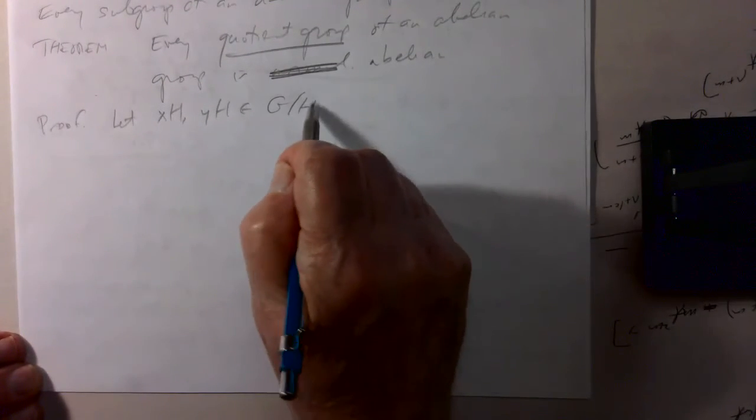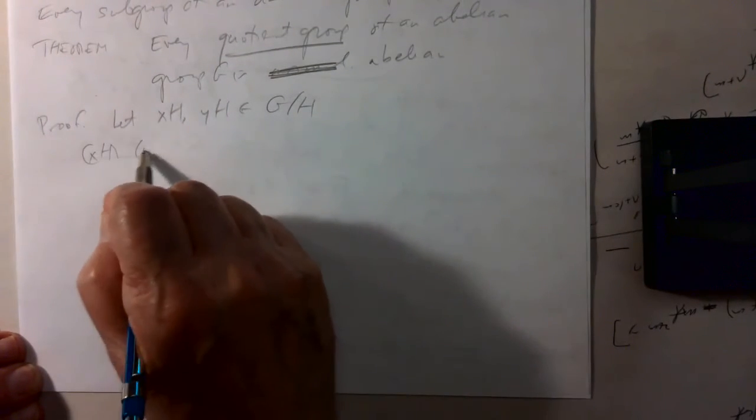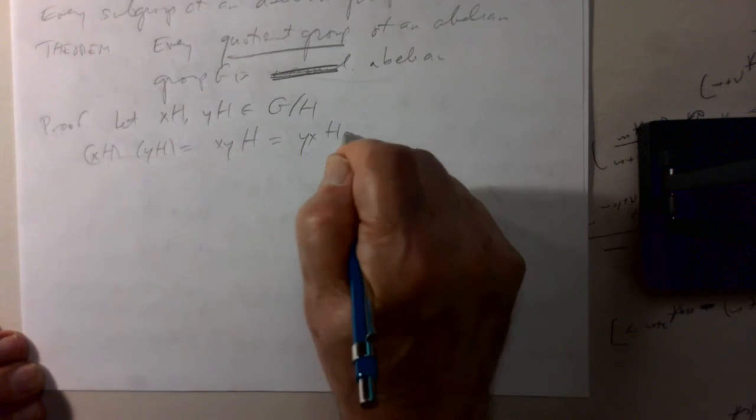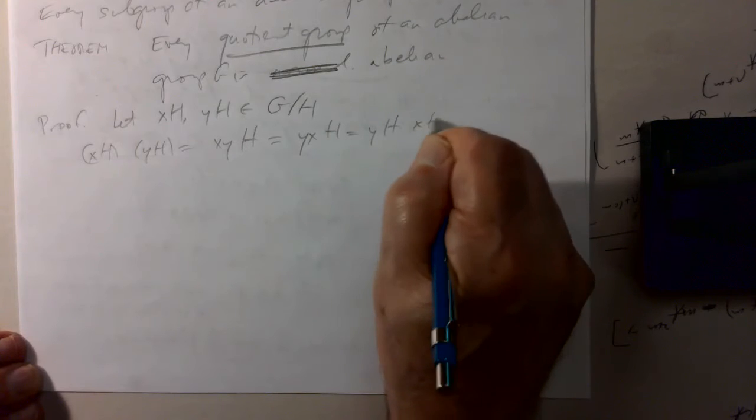And the proof is very simple. If you take any two cosets in G mod H, so if you multiply them, you get the coset xyH. But xy is the same as yx, so xyH is yxH, which is yH times xH. So that shows that the quotient is abelian.